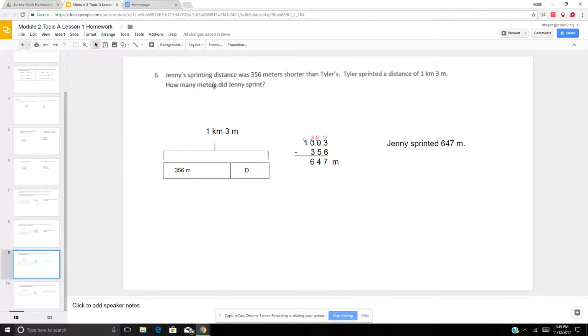Jenny's sprinting distance was 356 meters shorter than Tyler's, and Tyler sprinted 1 kilometer, 3 meters. So that's 1,003, and it's shorter than that, so we're taking away 356 meters. And when you subtract, you're left with 647 meters. So Jenny sprinted 647 meters.